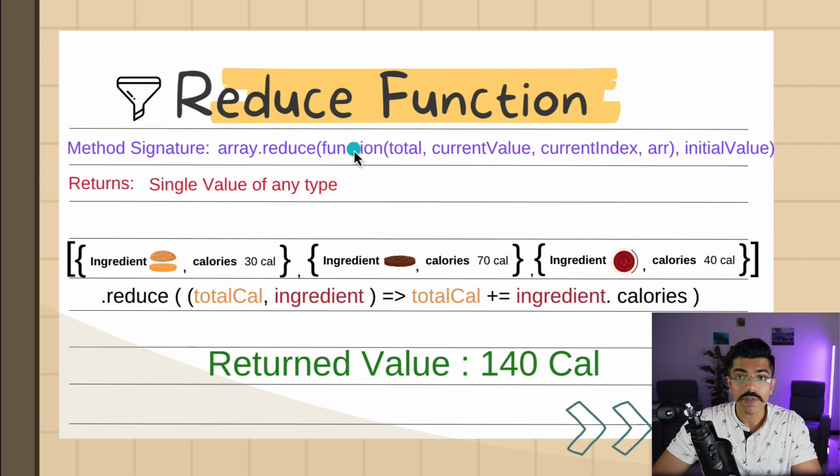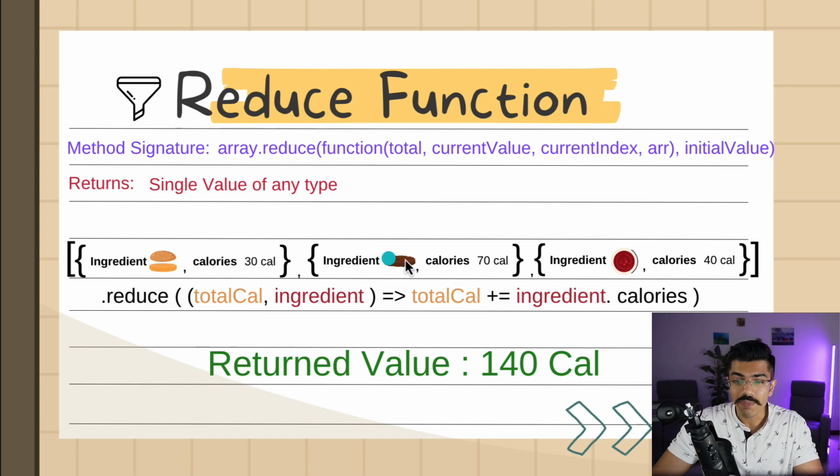Now the main part of the reduce function, and when to be using the reduce function, is when you want to be getting or simplifying all the values and getting a single value out of it. So as you can see over here, it returns a single value of any of the types. So it does not matter if you want to be returning an integer or a string or an array or an object, but it's going to be a single value.